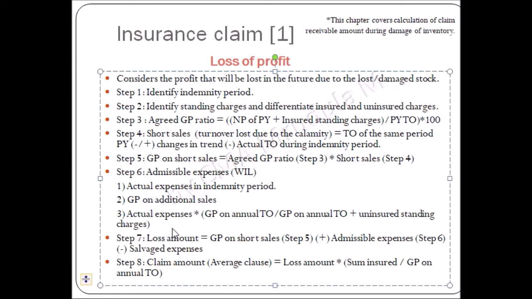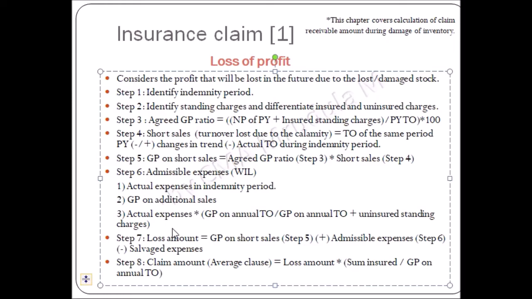Now, annual turnover means the turnover of the period of 12 months working backwards starting on the date of calamity, which means if the calamity had occurred on 5th of May 2012, in the financial year 12-13, annual turnover period would be 11th of May 2012 to 10th of May 2011.